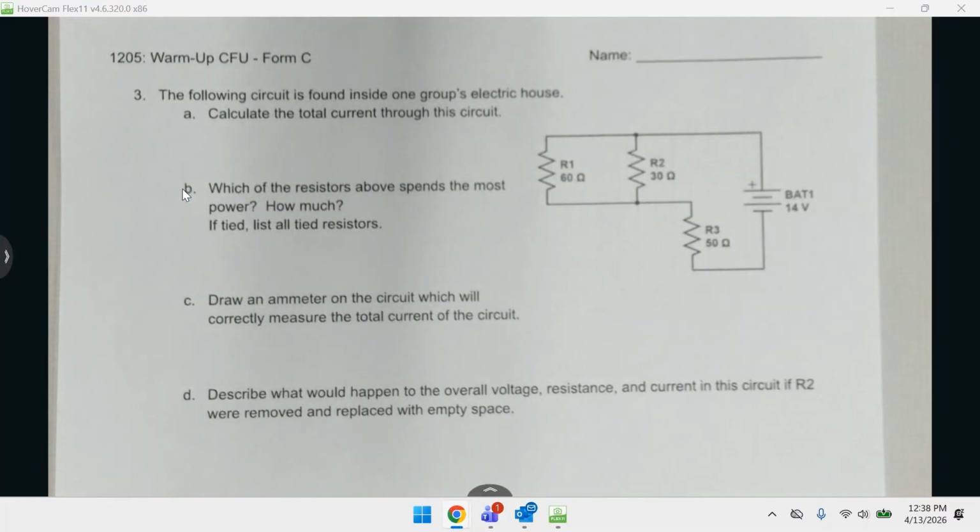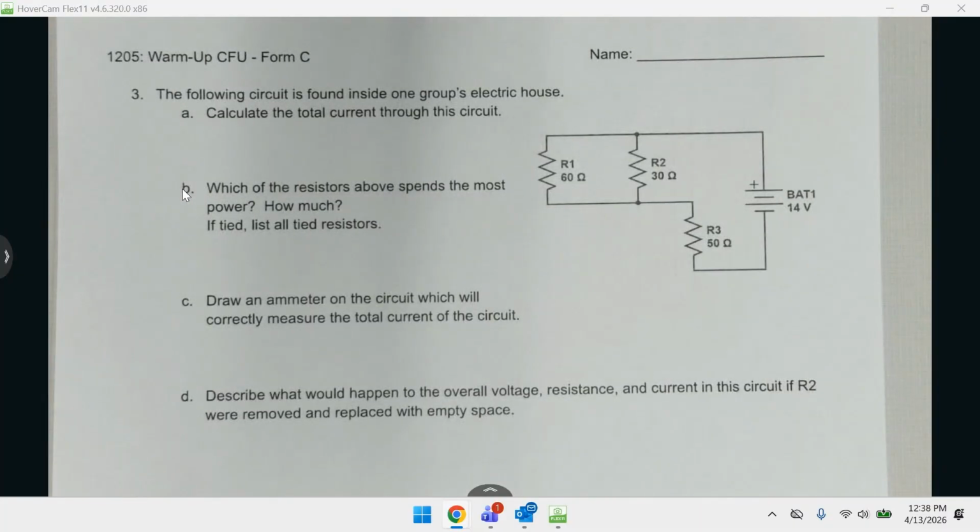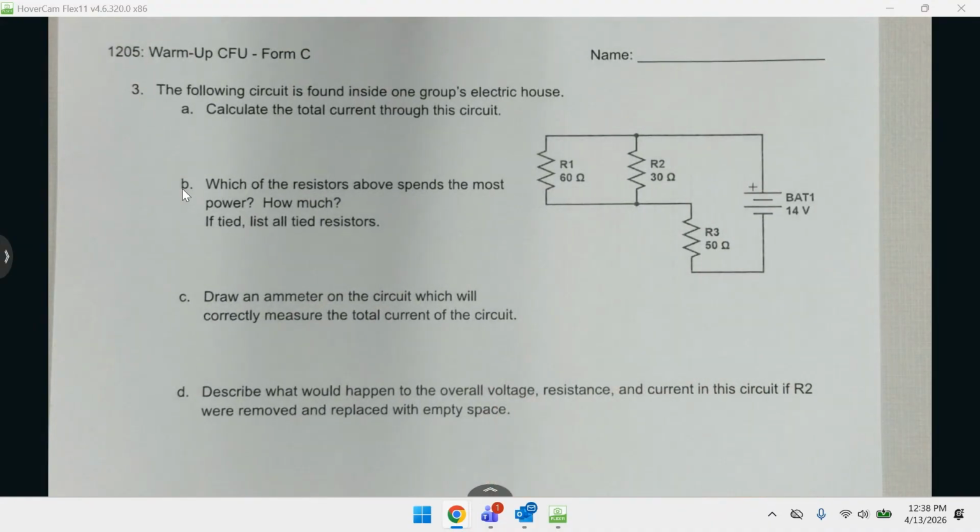Form C is actually the same circuit that we saw earlier. We saw this in Form A, but there are different questions being asked about this circuit. It says calculate the total current through this circuit.